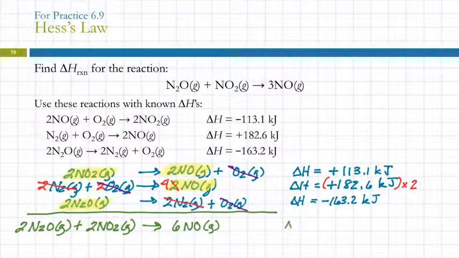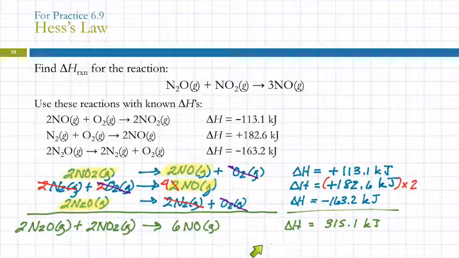And delta H for that is the sum of those guys. So I've got 113.1 plus 182.6 times 2. And then I've got a negative, I'm going to subtract 163.2. And I get 315.1 kilojoules. And this amount is correct for this chemical equation.